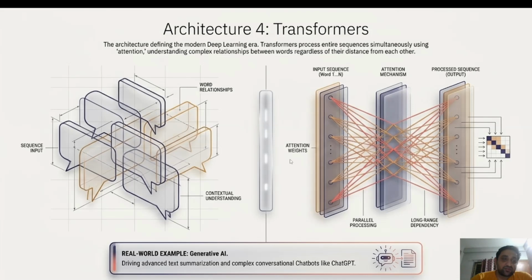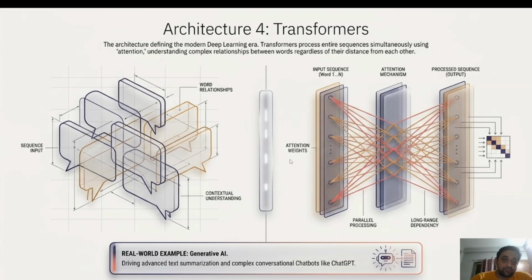Transformers don't process sequences step by step. They process the entire sequence simultaneously using a mechanism called attention. Every word directly attends to every other word at once, regardless of distance.